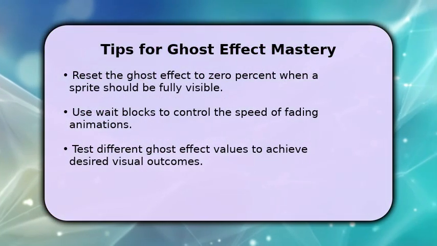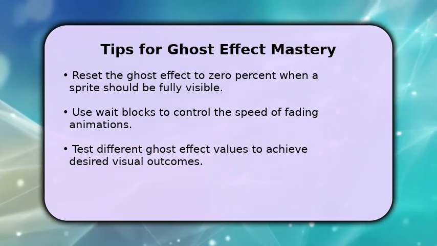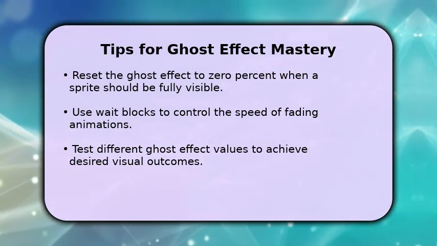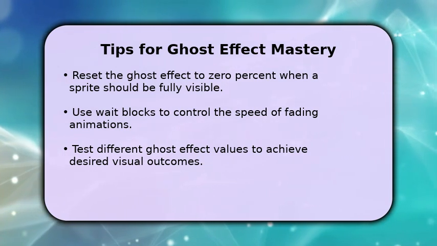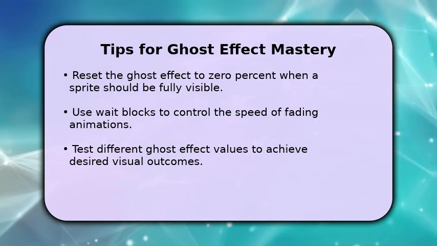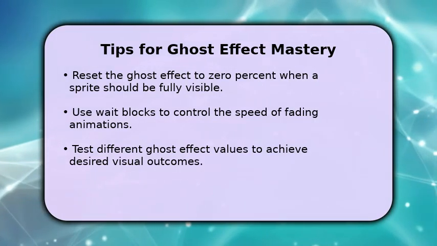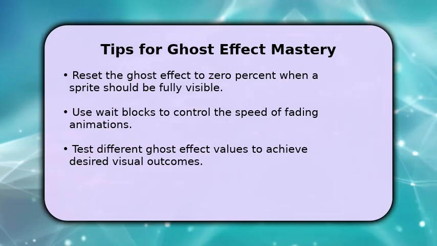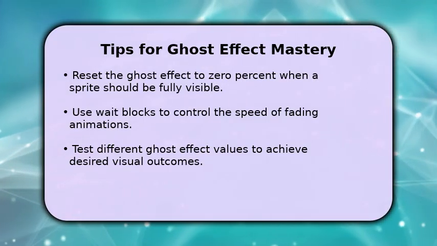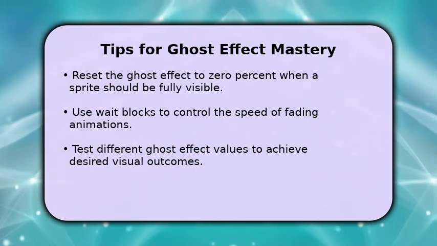For best results, remember a few key tips. Always reset the ghost effect to 0% when you want your sprite to be fully visible again. When creating fading animations, incorporate wait blocks to control the speed and smoothness of the transition. Experiment with various ghost effect values, like 25 or 75%, to find the perfect level of transparency for your specific project. Practice makes perfect, so keep experimenting.